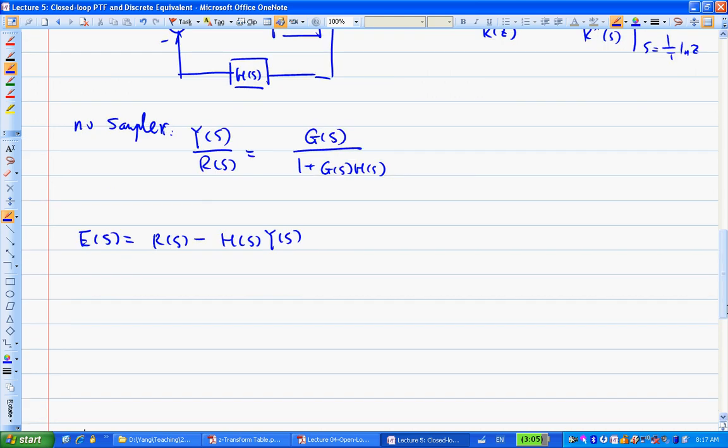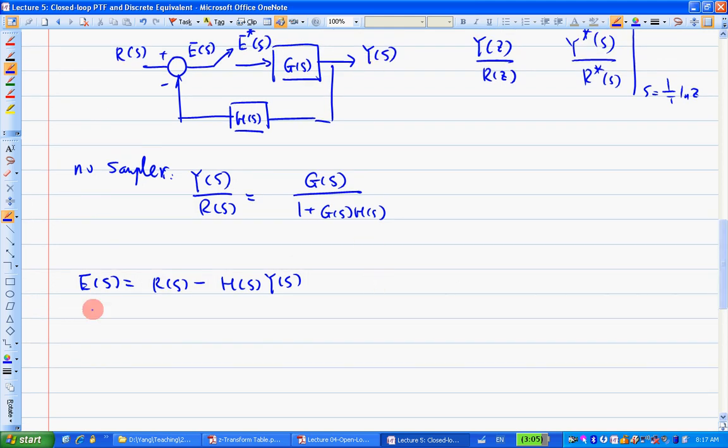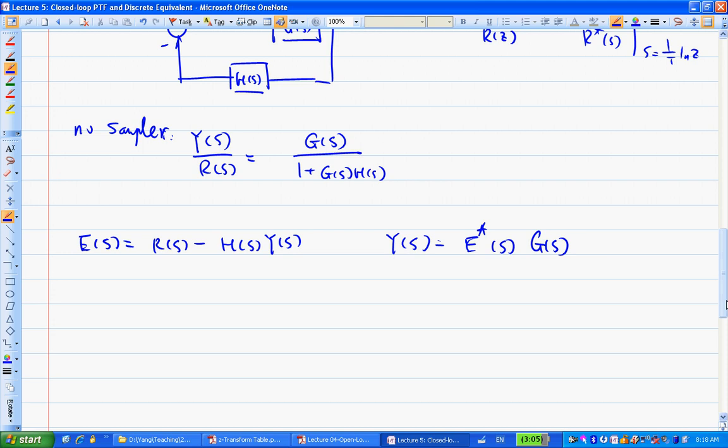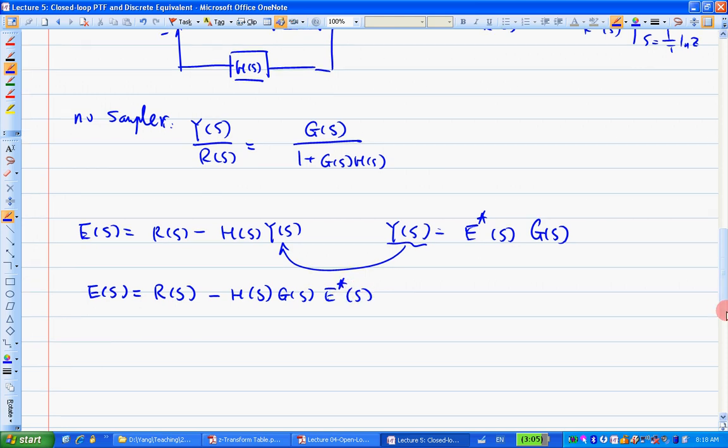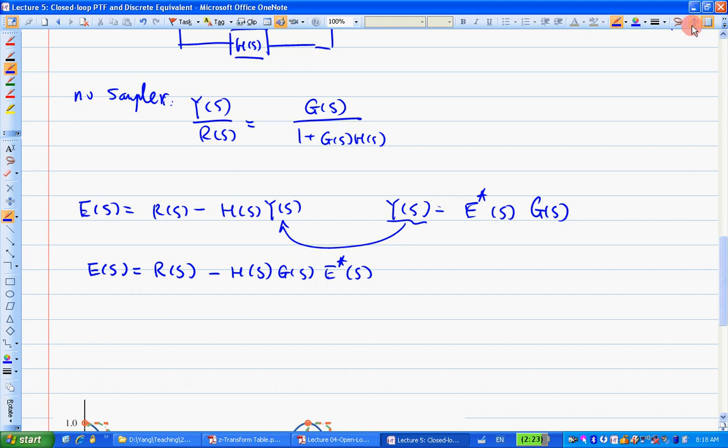Yeah, pure continuous system. So here is the E, and output Y is this E star multiplied by G of s, right? Okay, so then I can plug this Y of s into here. Then I will get E of s equal to R of s minus H of s times G of s times E star of s, right? So that's the E here.